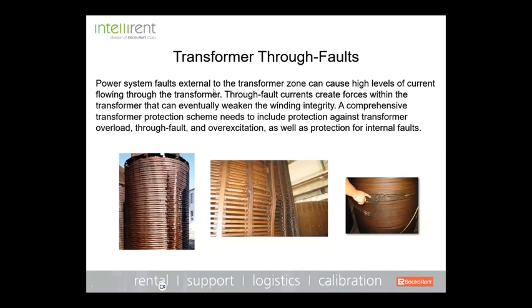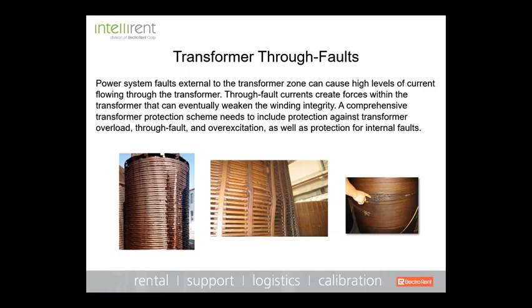So, power system faults can actually really cause some damages. You can see here in the illustration on the screen, it is something that we really need to be concerned with. And I will say that for the most part, this is something that a lot of people tend to overlook in terms of their protection scheme.